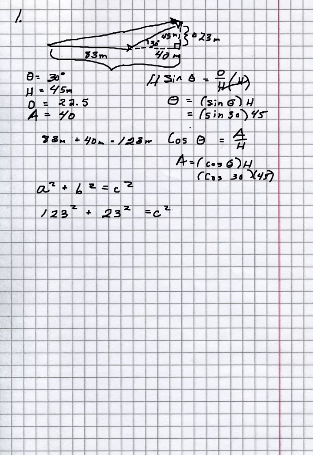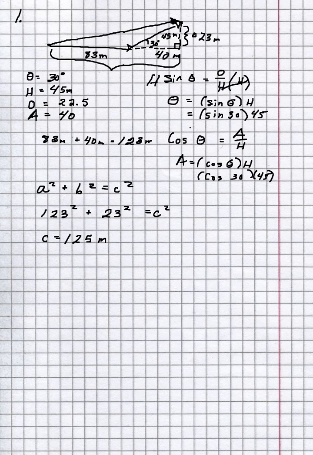All right, I get 15,658, but that's c squared. I want c, so I have to take the square root of that. And I get 125. So the magnitude is 125 meters. That is the length of that vector. That is the magnitude of my displacement.